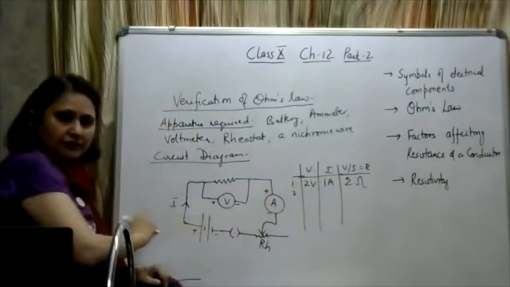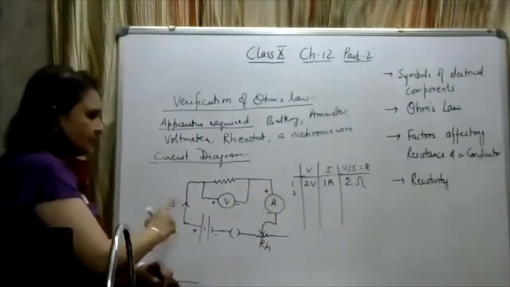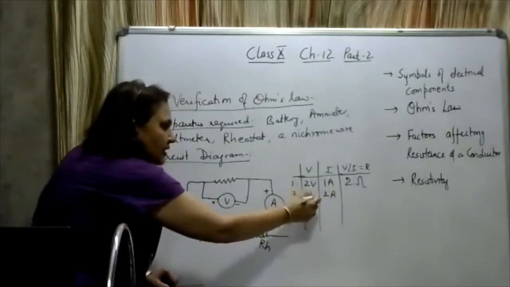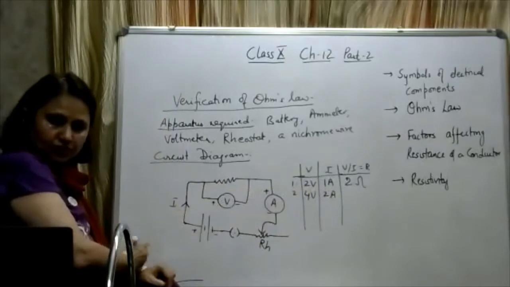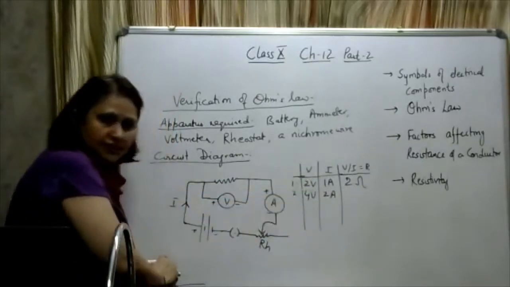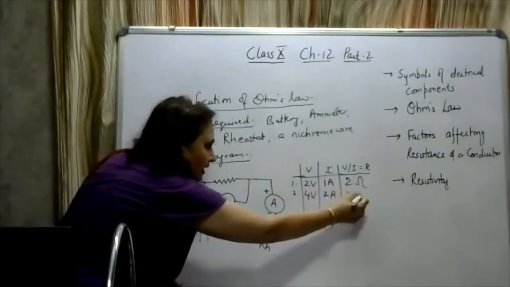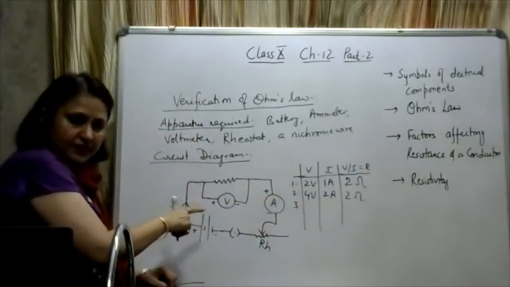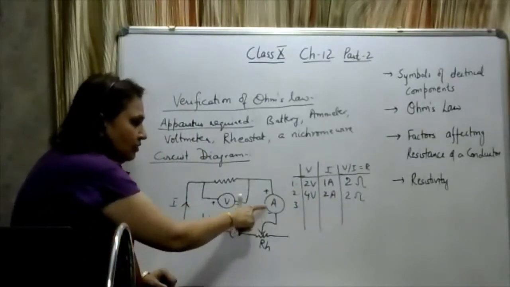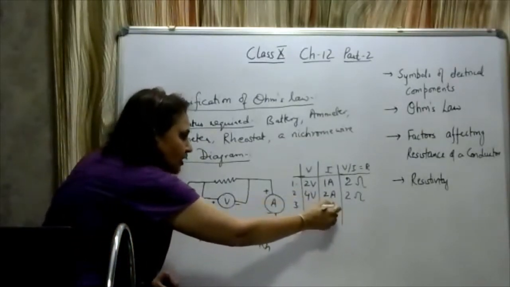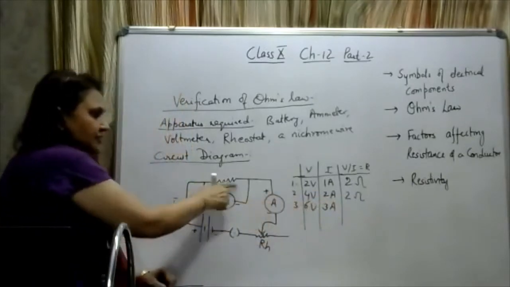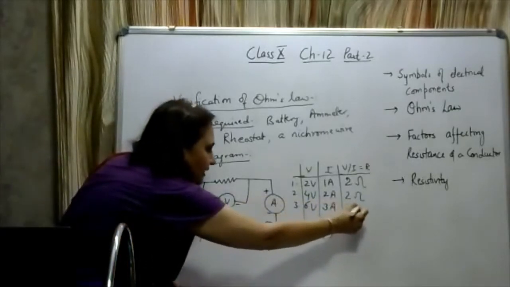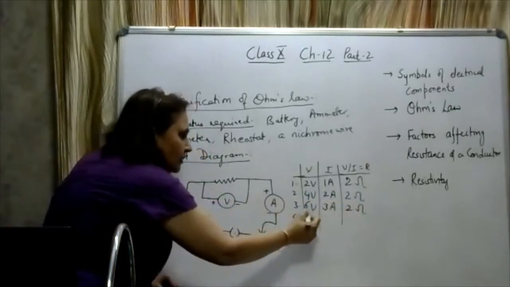In the second reading, we change the value of the rheostat such that the current flowing through it is 2 amperes. Then you will see that the voltmeter reads 4 volts. Again, find out the ratio of the potential difference to current. 4 upon 2, you will get 2 ohms. Now we move the rheostat slightly such that the value of the current is 3 amperes, and you will note down that the potential difference across the ends of the wire, measured by the voltmeter, is 6 volts. So again, the resistance is 2 ohms and so on.